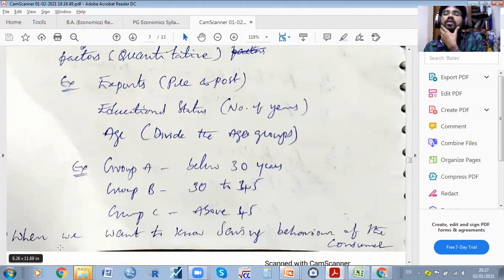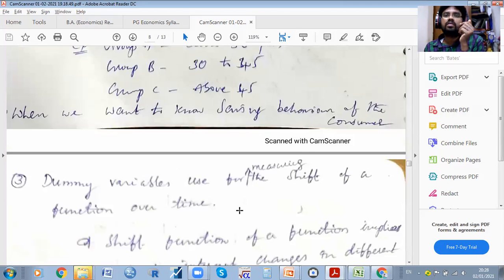For example, when we want to know the saving behavior of consumers: how much is the saving behavior of people below 30 years, how much between 30 and 45 years, and what is the saving behavior of people above 45 years. You can find that out by giving the codes, nothing but proxy variables.